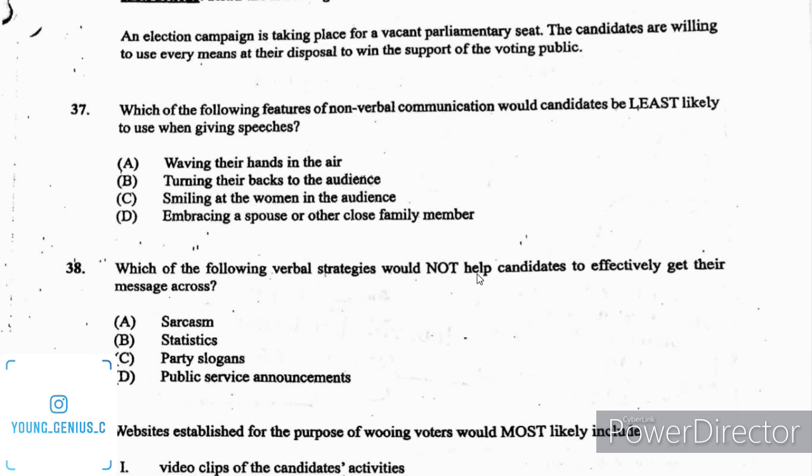Number 37. An election campaign is taking place for a vacant parliamentary seat. The candidates are willing to use every means at their disposal to win the support of the voting public. Which of the following features of nonverbal communication would candidates be least likely to use when giving speeches? Waving their hands in the air, turning their backs to the audience, smiling at the woman in the audience, embracing a spouse or other close family member. So I would say turning their backs to the audience.